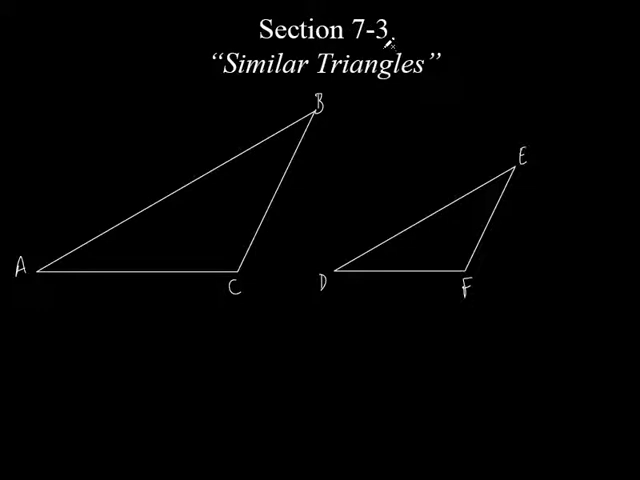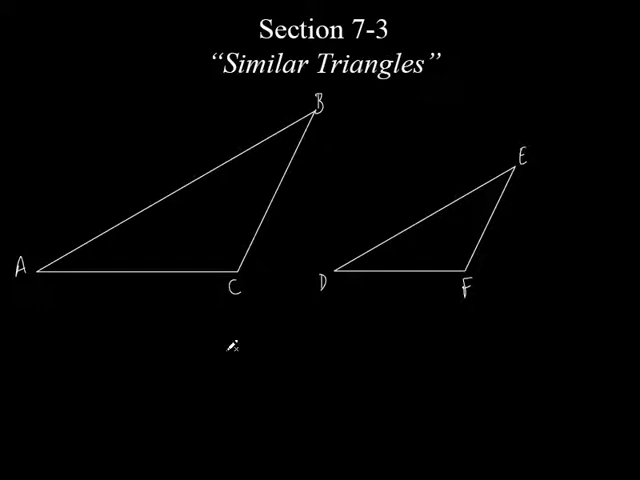We are on section 7.3, and we're going to do similar triangles. You say, I thought this was what we did the other day. No, it's not. The other one was similar polygons, which worked for all kinds of different figures. We said that all the corresponding angles had to be equal to each other, and all the corresponding sides had to be in proportion in order to have a similar polygon. We're going to do a couple little shortcuts today and just talk about similar triangles.